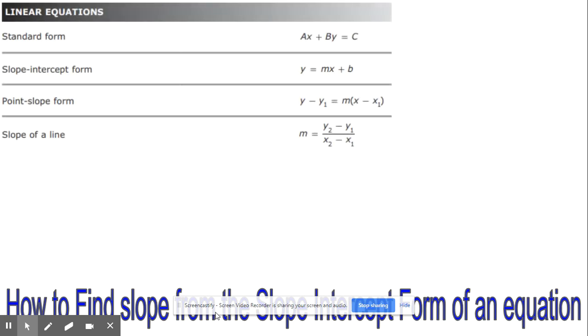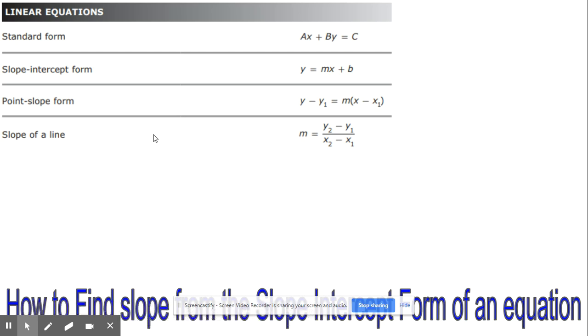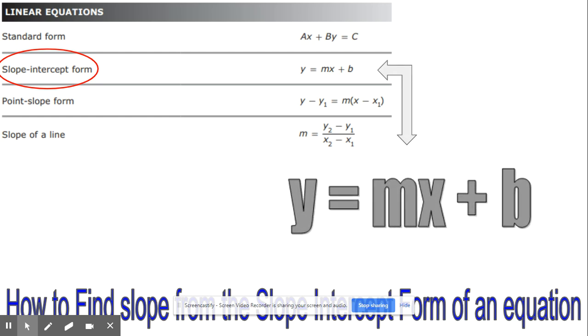All right, how to find slope from the slope-intercept form of an equation. So I like to always start with a formula chart because you always get a formula chart and you don't really use it, but we're going to really start to use this. This is important. This is helpful. So in the linear equations section, that's where we're going to focus a lot for the next couple weeks. So we're going to look for slope-intercept form, and you've already heard it. It's y equals mx plus b.